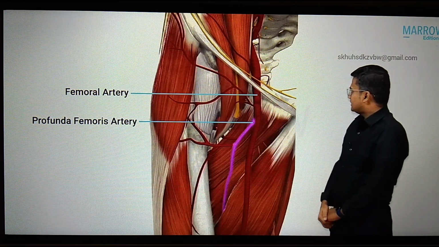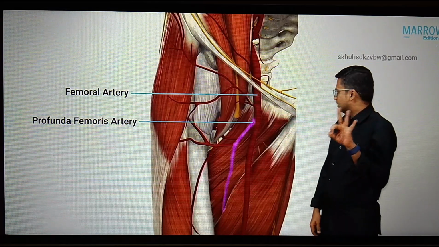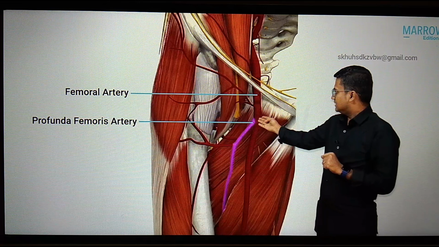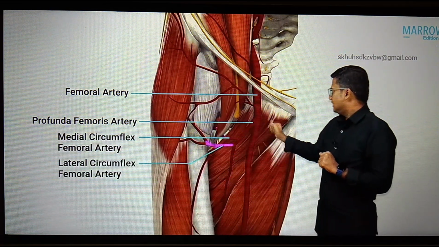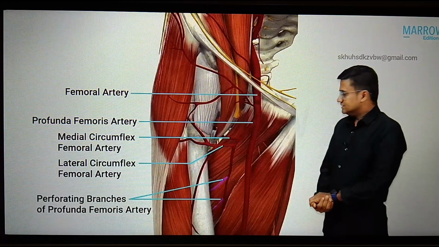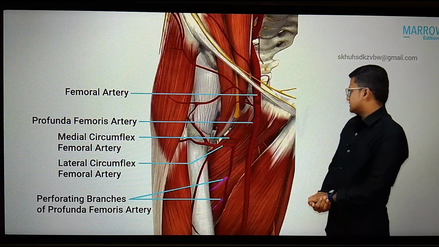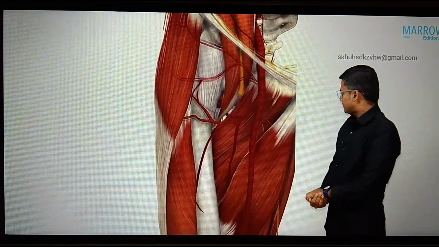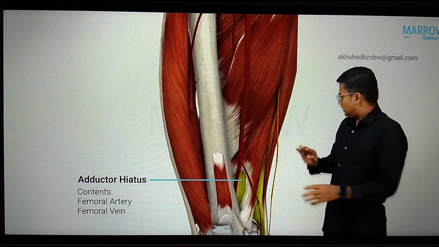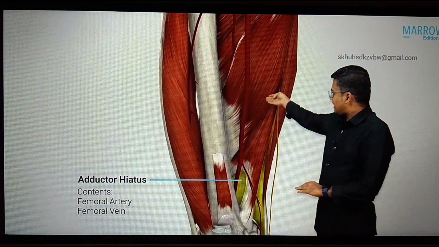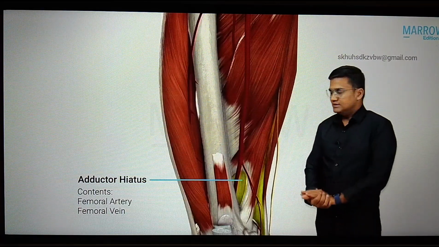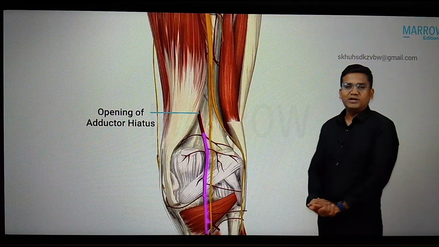Now the profunda femoris artery gives three branches: medial circumflex femoral, lateral circumflex femoral, and some small branches, these are perforating branches. These are the three branches from our profunda femoris artery. Now see the opening, that is the adductor hiatus. Through the adductor hiatus the femoral artery passes and comes to the back of the knee joint, which in turn continues as the popliteal artery.